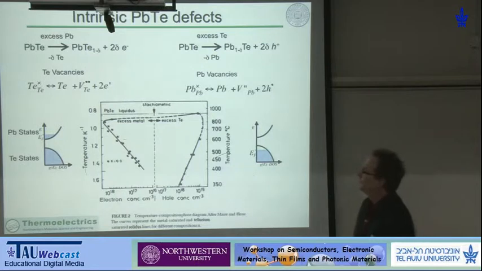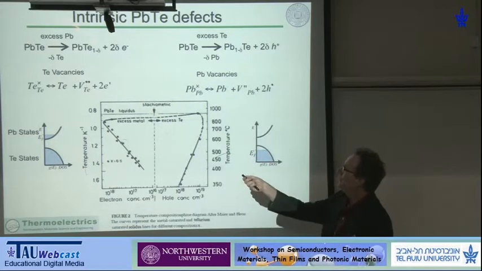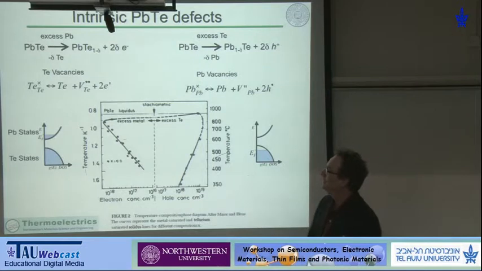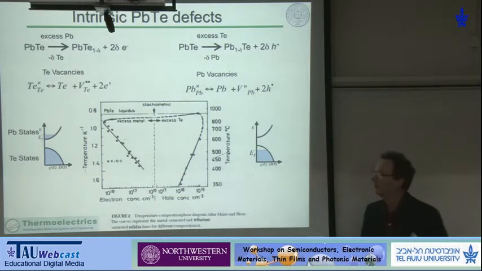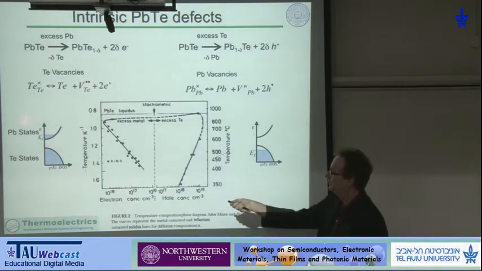So a simple example of doping in lead telluride is if we add excess lead, that produces tellurium vacancies. Each of those vacancies provides 2 extra electrons.